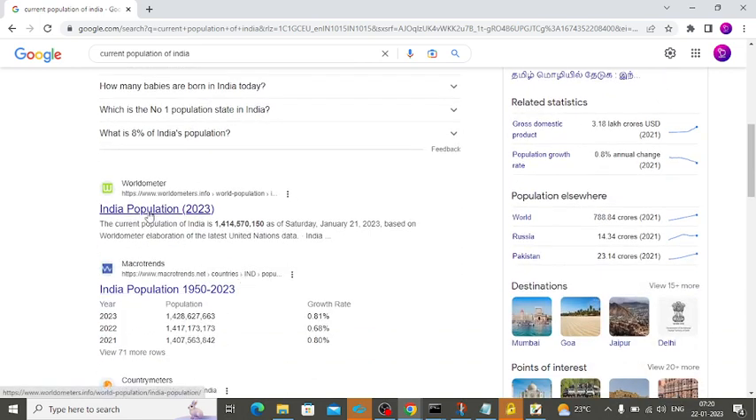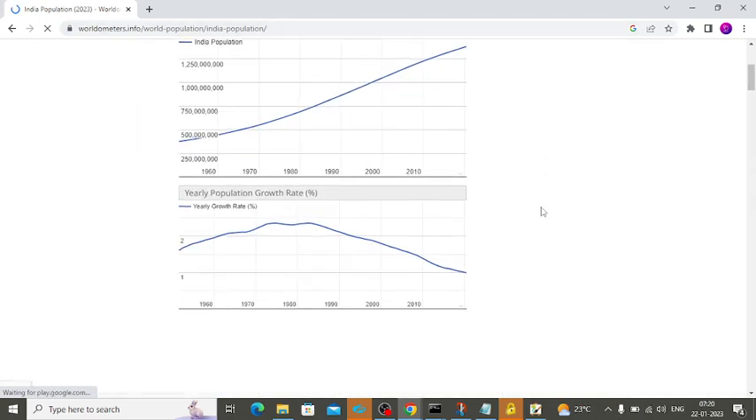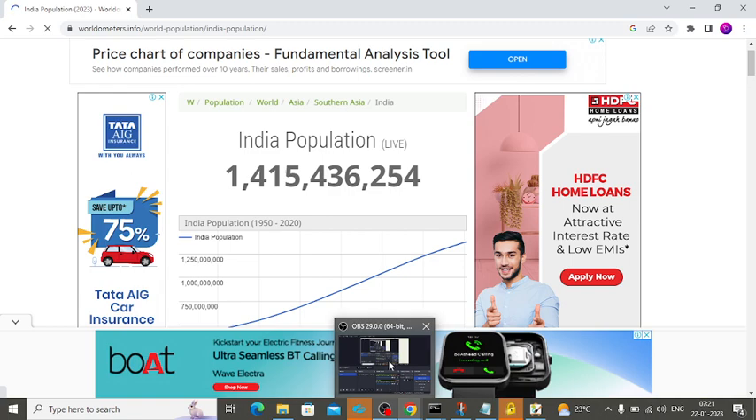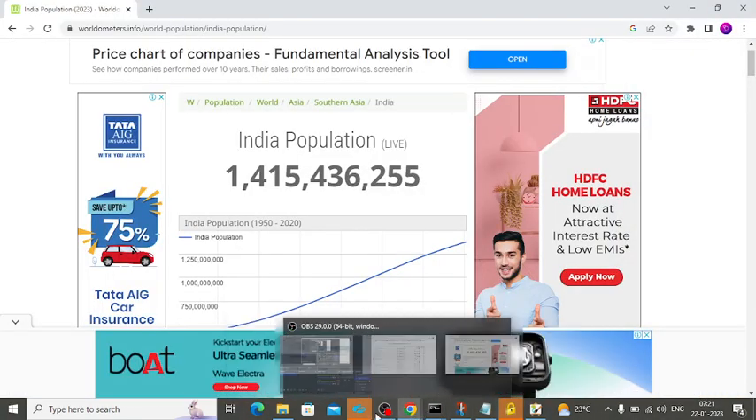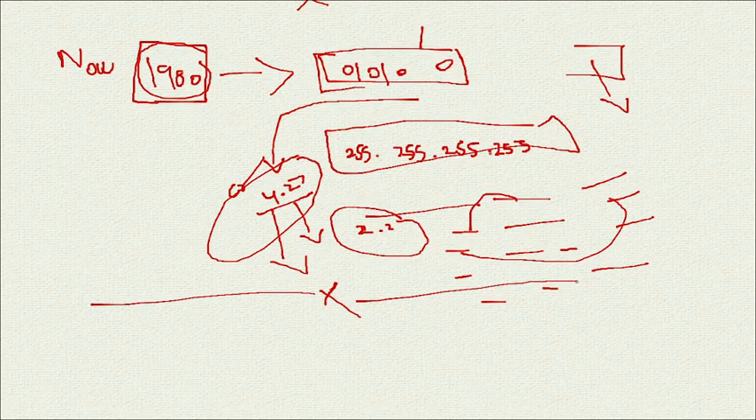India population. So every second one person dies and one person is born. Okay. So the IP address is not enough at that time. IP address is not enough. So that's the reason behind the range.